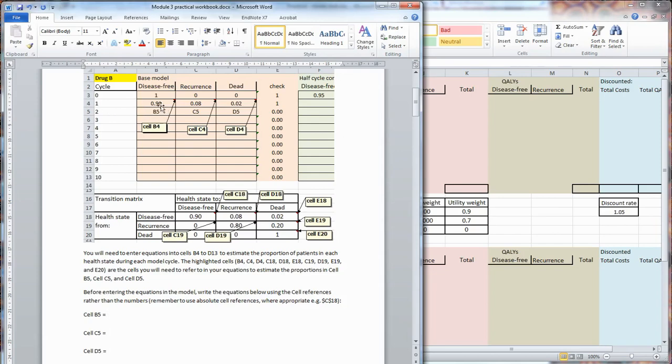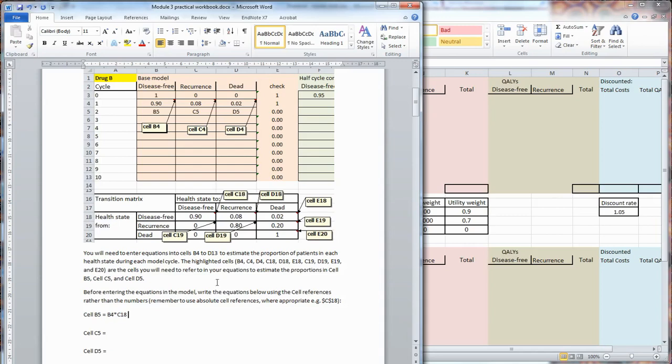And so to do that we need to combine the proportions in the states in the previous cycle, so in cells B4, C4 and D4, with the probabilities in the transition matrix. So if we start with cell B5, which is the proportion of patients who are in disease-free at the beginning of model cycle 2, we have to take the proportion of patients in disease-free state at the end of the previous cycle, and multiply that proportion by the probability of remaining disease-free. So that's cell C18 in the transition matrix. So we multiply by C18.